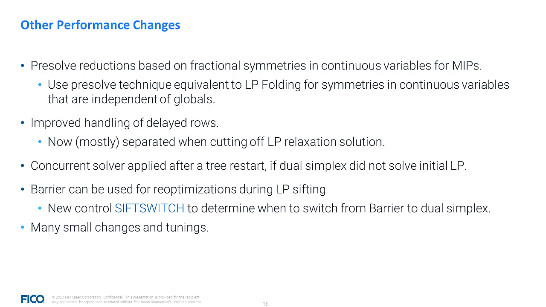We made a change in the solution of the initial LP after a tree restart. Indeed, with our new restart logic, we perform many more tree restarts than before. Hence, the efficiency of the initial LP solver represents an issue. In the new release, instead of only using the dual simplex every time, we applied concurrent LP solving after a restart if dual simplex was not the concurrent winner in the first pass. We have also added a control allowing to switch from barrier to dual simplex for reoptimizations during LP sifting, after finding out that barrier is superior to the dual simplex in this case.